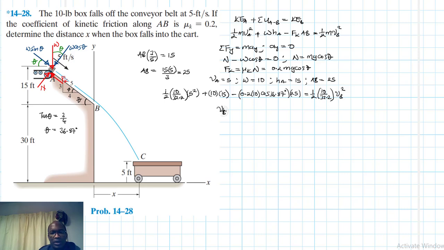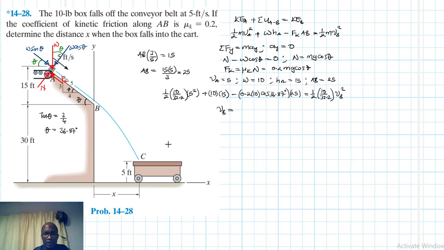So making VB itself the subject of the formula, you can do this: 0.5 by 10 divided by 32.2 by 5 squared plus 10 by 15 minus 0.2 by 25 by 10 cos 36.87, okay, divided by 0.5 by 10 divided by 32.2. Alright, then square root of that.